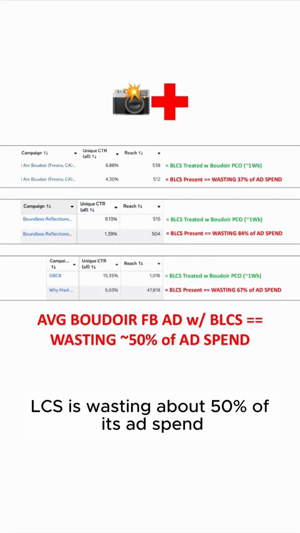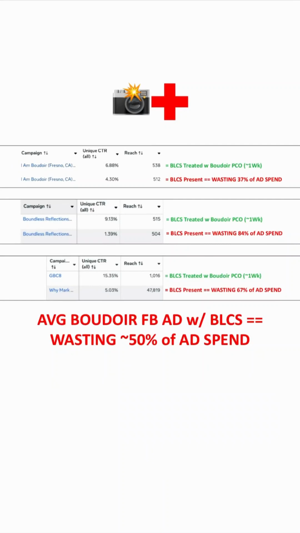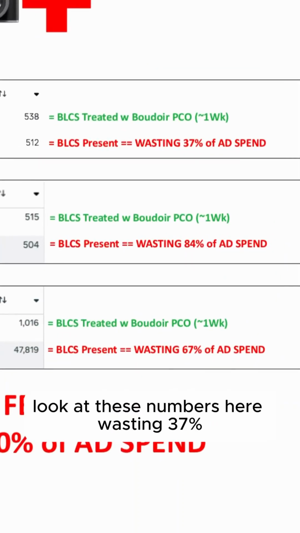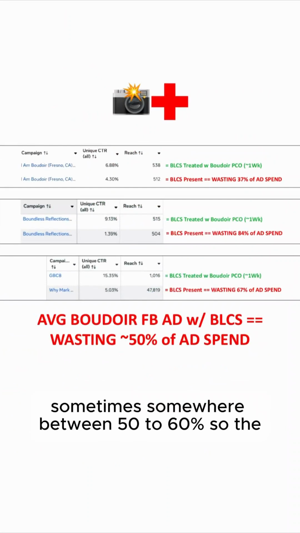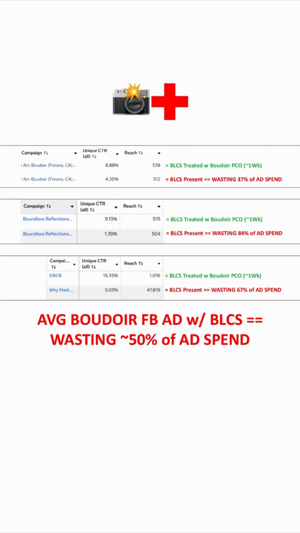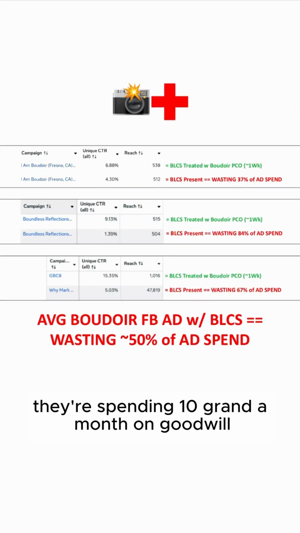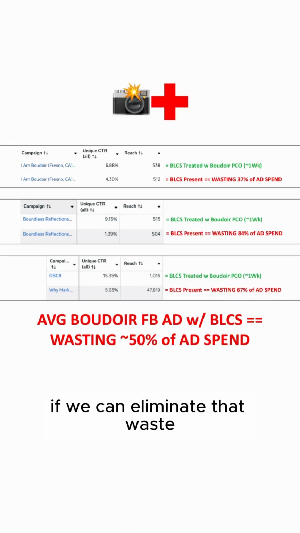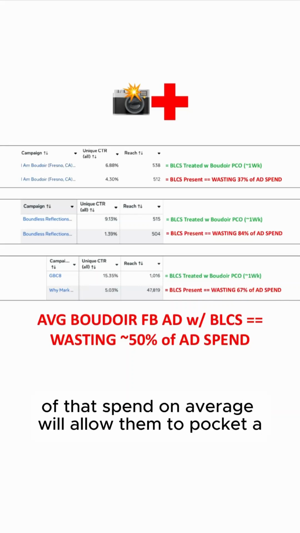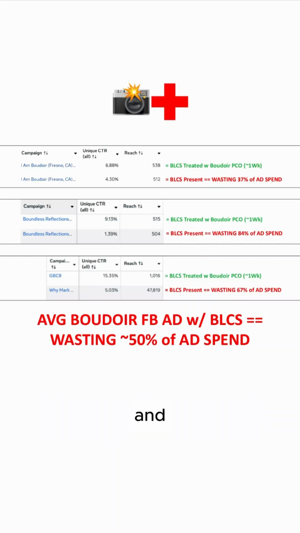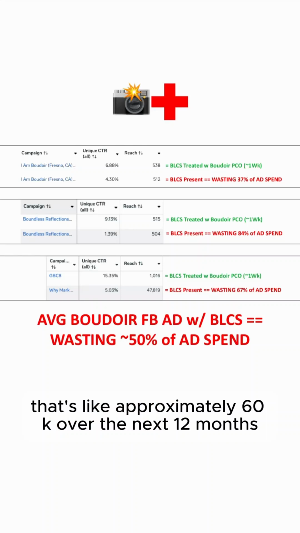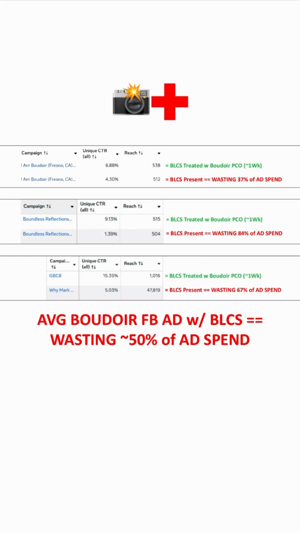So the average Boudoir Facebook ad with BLCS is wasting about 50% of its ad spend. Look at these numbers here: wasting 37%, wasting 84%, wasting 67%. The average is somewhere between 50 to 60%. So if they're spending 10 grand a month on Boudoir Facebook ads, if we can eliminate that wasted ad spend, on average, we'll allow them to pocket, eliminate 5K a month in wasted spend, and that's approximately 60K over the next 12 months. Literally back in their pocket, simply not being wasted, paid to Zuck. The Zuck.